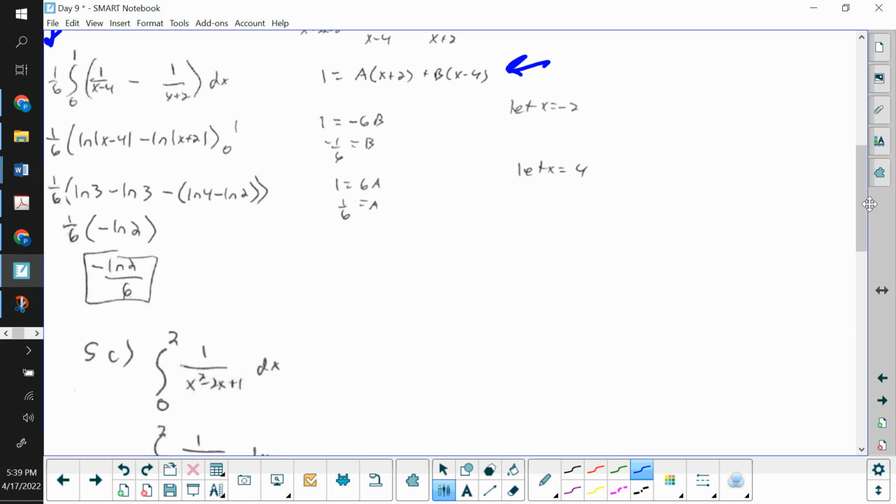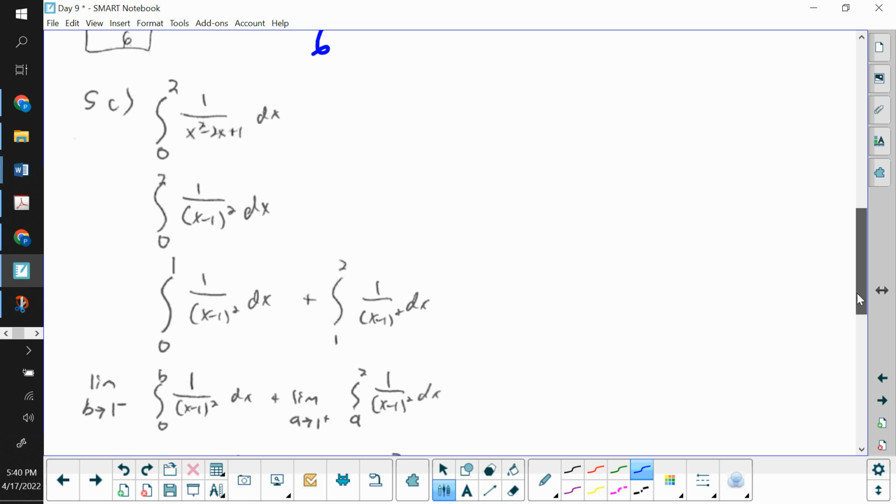Now, it would be okay also if you just left it. This is equivalent to negative natural log of 4 minus natural log of 2, all over 6. That's the same thing. I just used my log laws: when you subtract, you divide the insides to get natural log of 2. But anything that's equivalent would be fine.